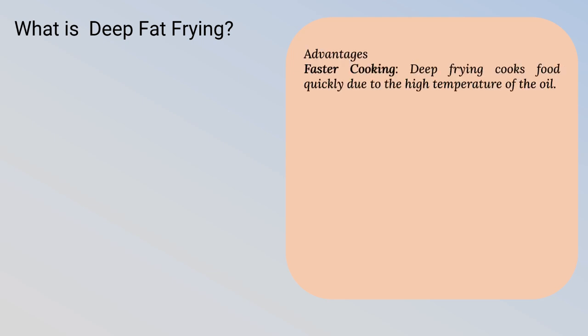Okay, now let us go a little further. Advantages. What are the advantages? Faster cooking, no doubt. Deep frying cooks food quickly due to the high temperature of the oil. Already we have mentioned that we need a high temperature of the oil so that it will be crispy and brown from outside, and thoroughly cooked from inside.